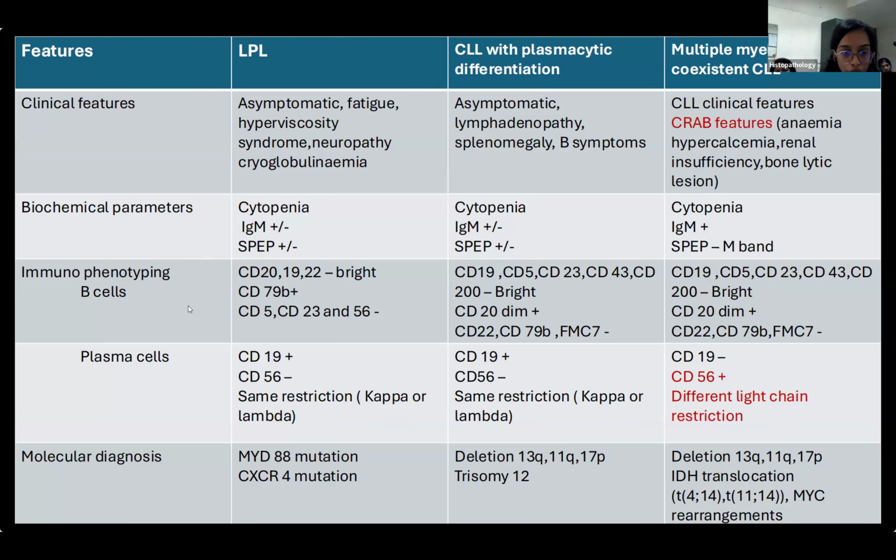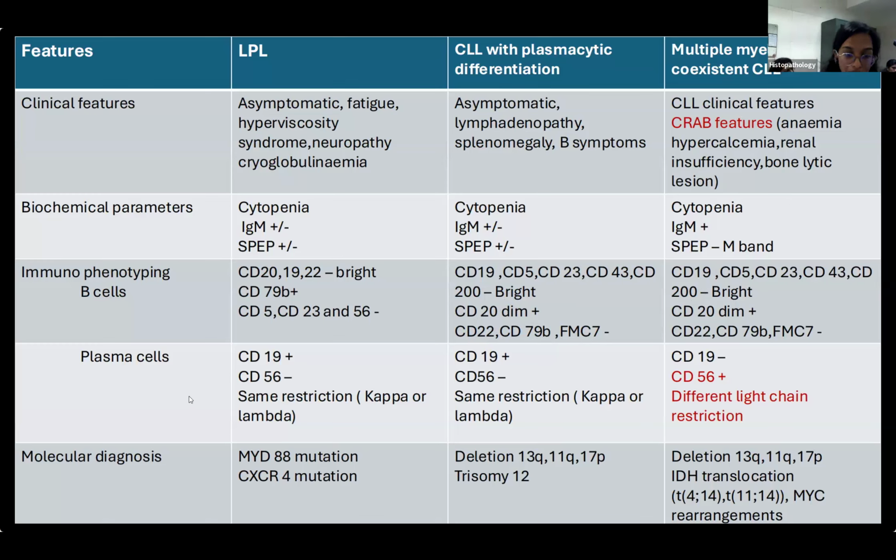Immunophenotyping, B cells will be showing bright positivity for CD20, 19 and 22, 79B in case of lymphoplasmacytic lymphoma, and CD5, 23, 56 will be negative for B cells. In CLL, CD19, 5, 23, 43 and CD200 will be bright. CD20 will be dim. All pan-B markers will be negative. That is CD22, CD79B will be negative. FMC7 is also negative. In multiple myeloma, the B cells will have the same features as that of CLL.